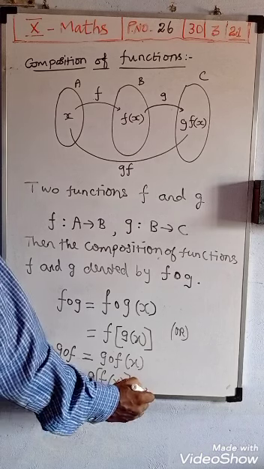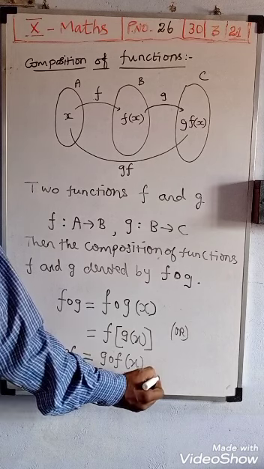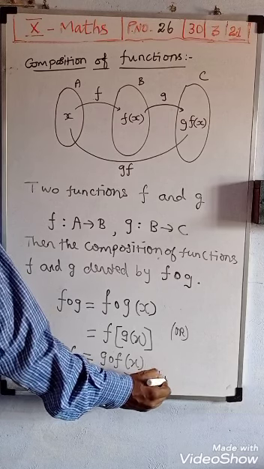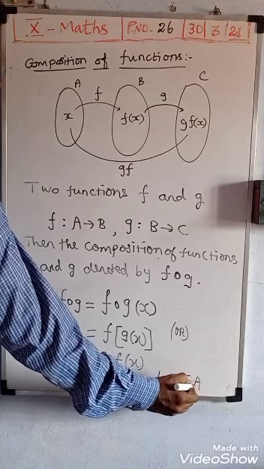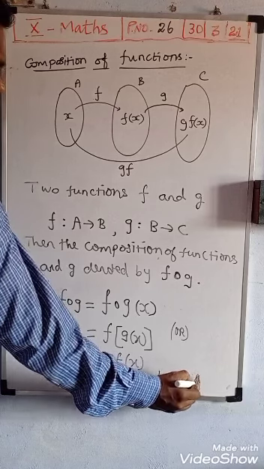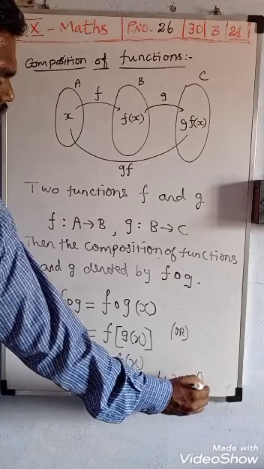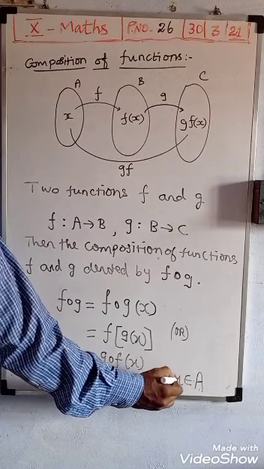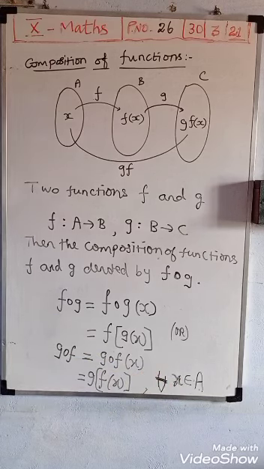Here the x value is always chosen from the set A. This symbol is given for all, so it is read as for all x belongs to A. The x value is chosen from the set A. So x belongs to A, and this symbol is for all. So we can write f composition g or g composition f.